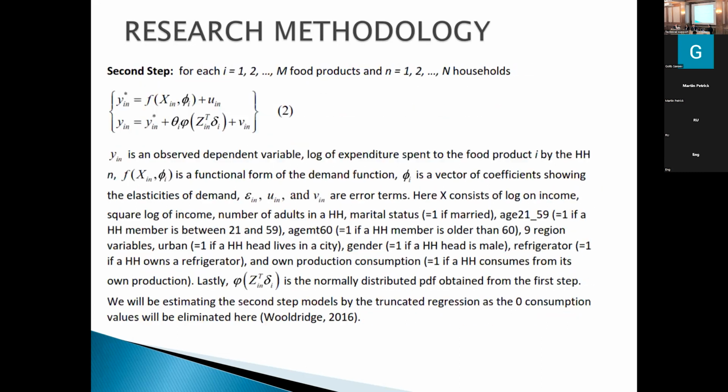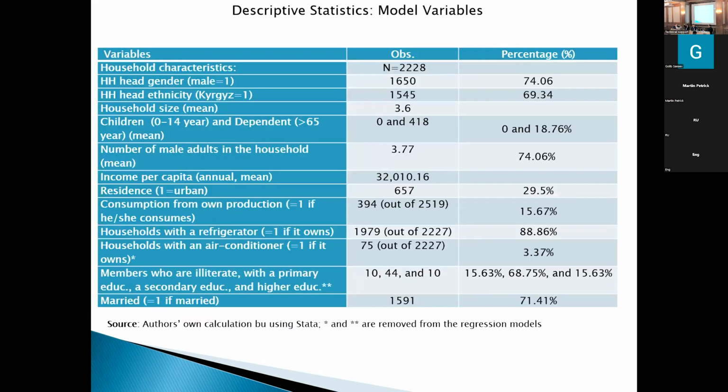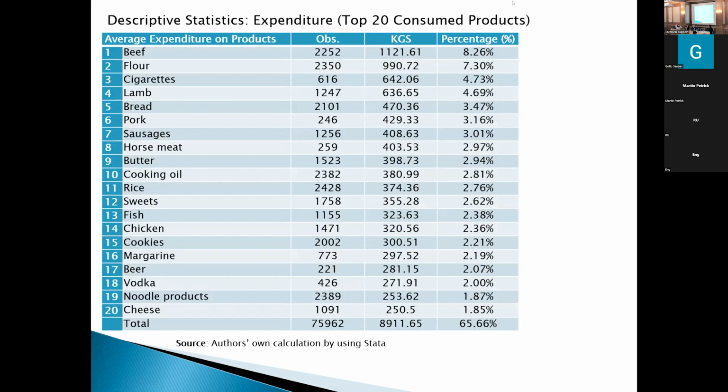In this first step, the dependent variable is a binary variable, 1 and 0, 1 for the consumption of the good. For a specific good, for example, for bread, for noodles, etc. And we have a number of exogenous variables here, like the 9 region variables, urban, ethnicity, gender, refrigerator, and own consumption production.